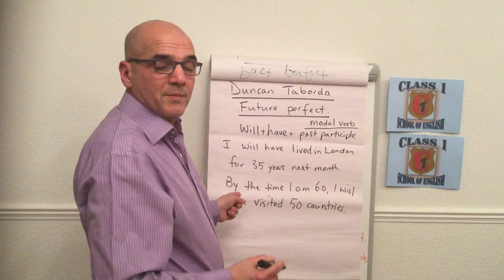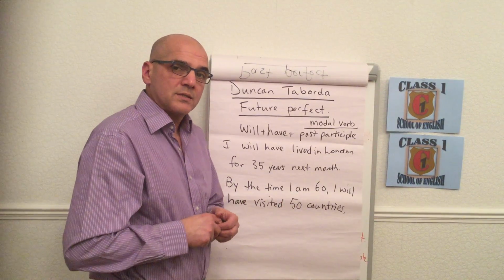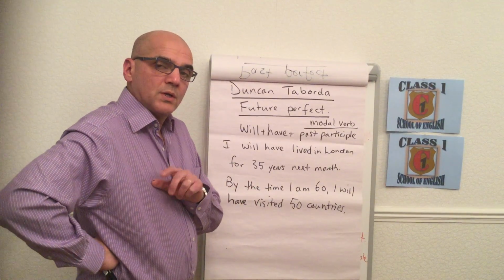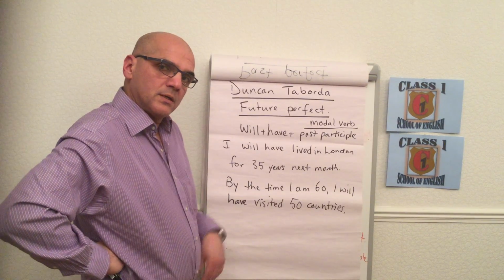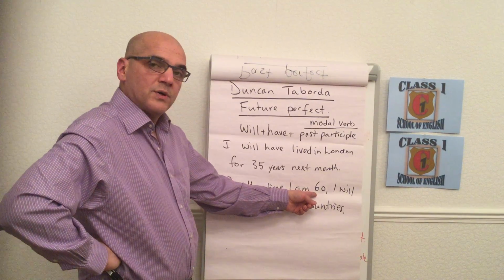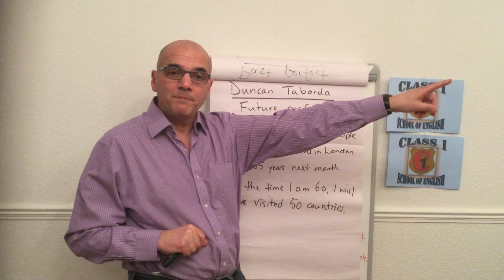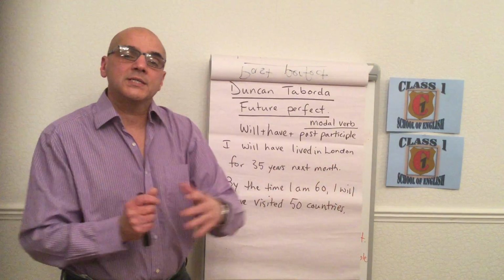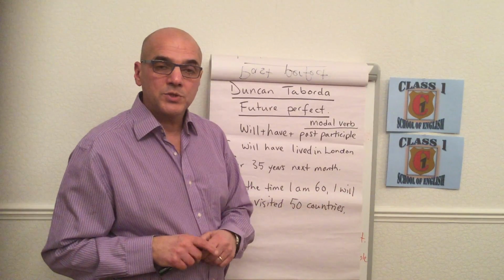Okay, by the time I am 60, I will have visited 50 countries. Have a look at that sentence. What do you think is the first thing that I would have done? The first thing out of those two, which would have happened first? Okay, alright, as you can see, the 50 countries would have been visited before I was 60, because that's what I'm saying. By the time I reach 60, which in my case is in 4 years' time, I will have visited 50 countries. So before that happens, I will have done the visiting. Okay? So, by the time I am 60, I will have visited 50 countries.